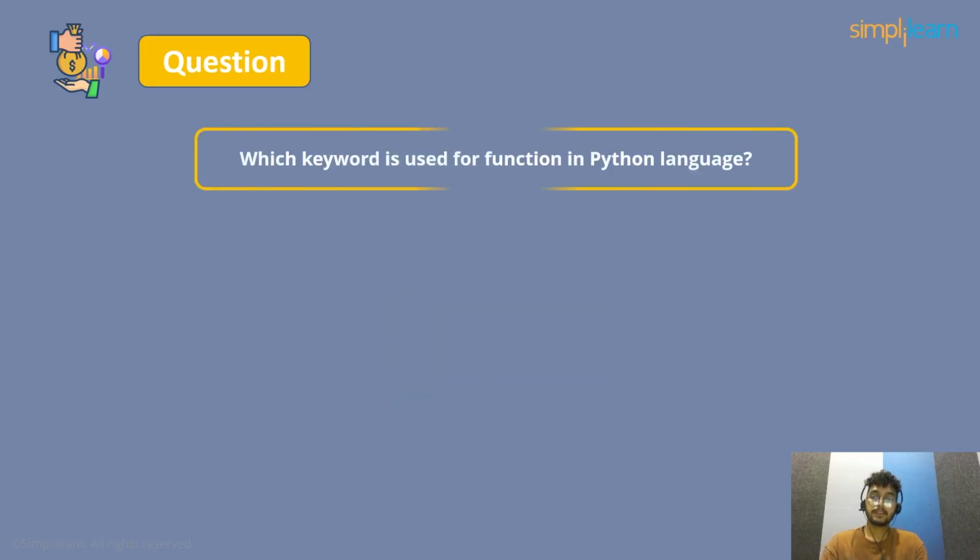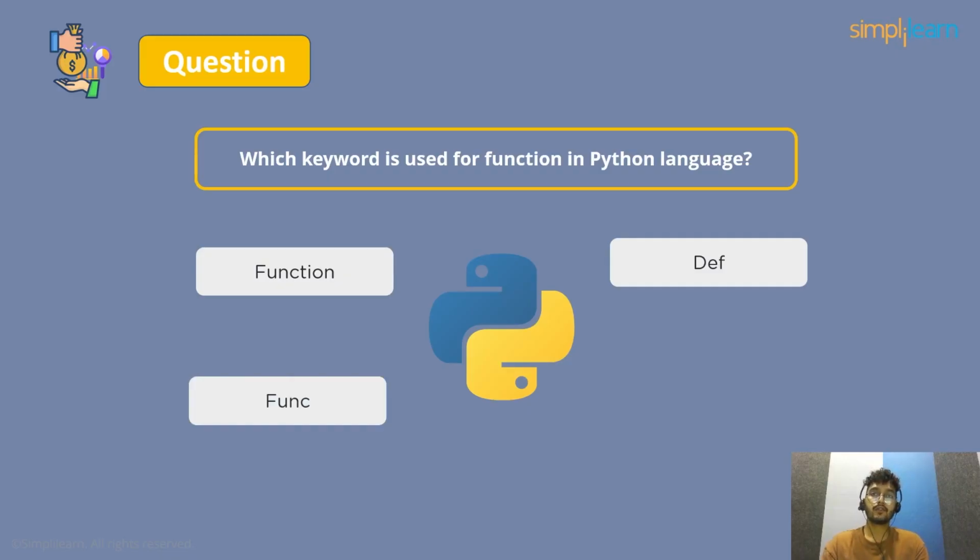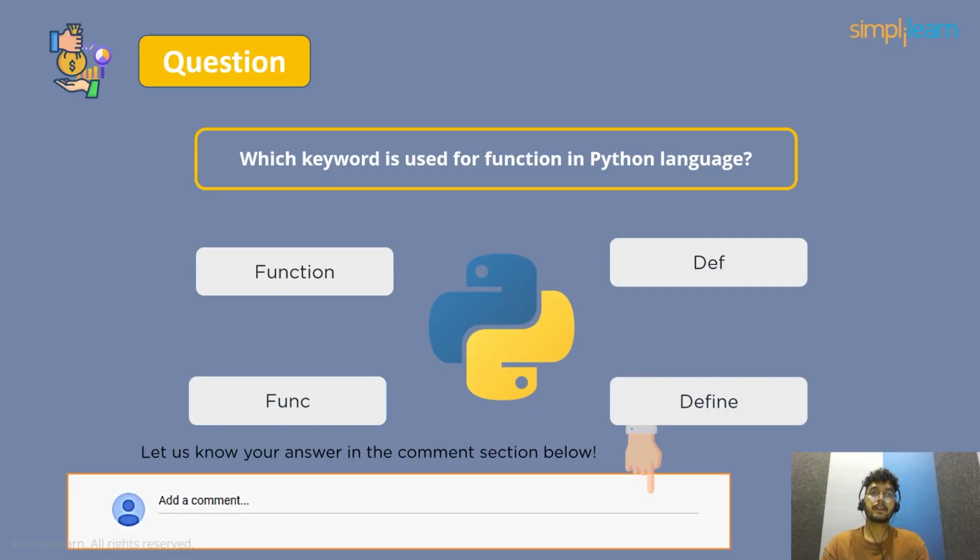So the question is, which keyword is used for function in Python language? Option 1, Python. Option 2, def. Option C, func. Option D, define. So let us know your answer in the comment section below.